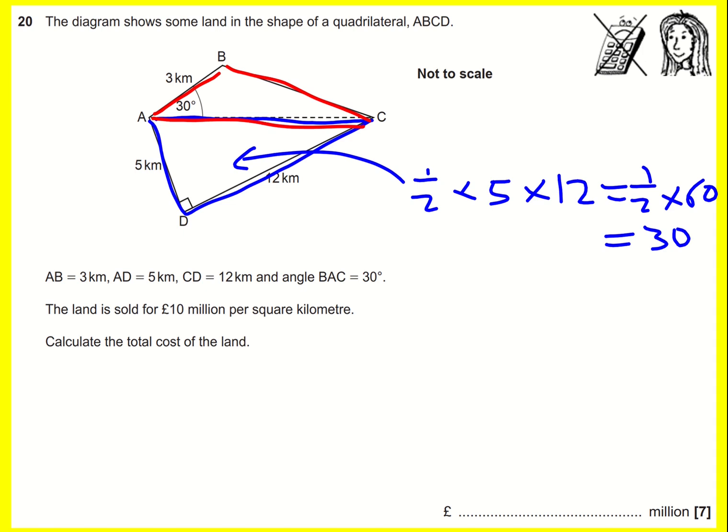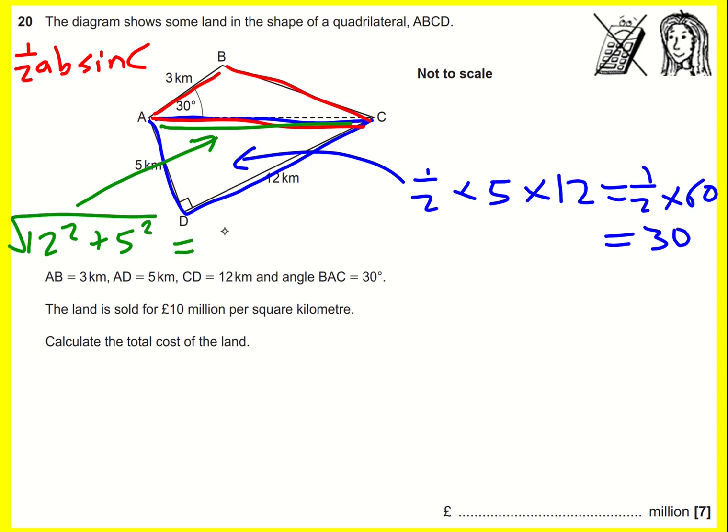Right, the second triangle: we've got one side, we've got this side we don't know, and we've got an angle in between. What jumps out at me is to use a half ab sine C. And we can do this because we've got a shared side here, we've got a right angle triangle, so we need to use Pythagoras' theorem. This is the hypotenuse, so it's going to be 12 squared plus 5 squared, square rooted. That's equal to 144 plus 25 square rooted, which is the square root of 169, which is 13.